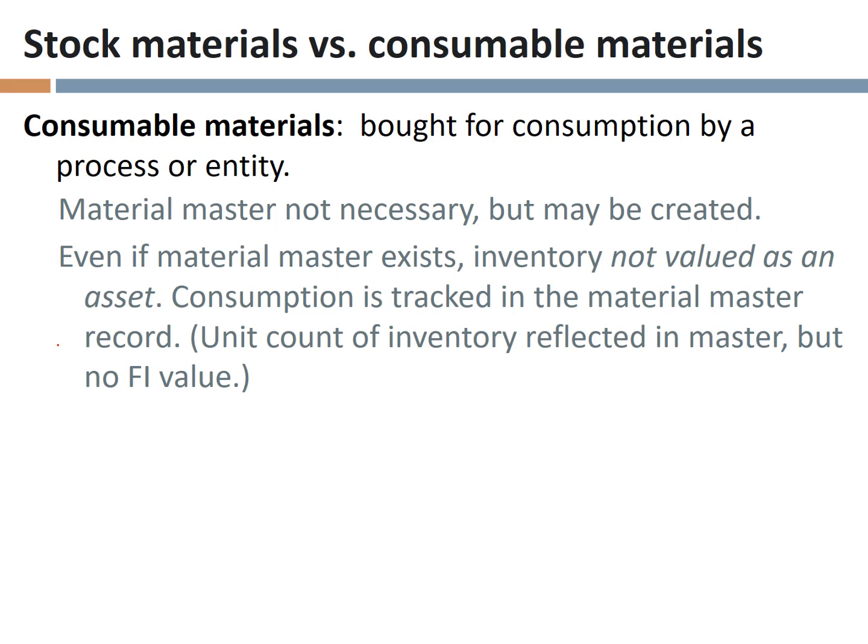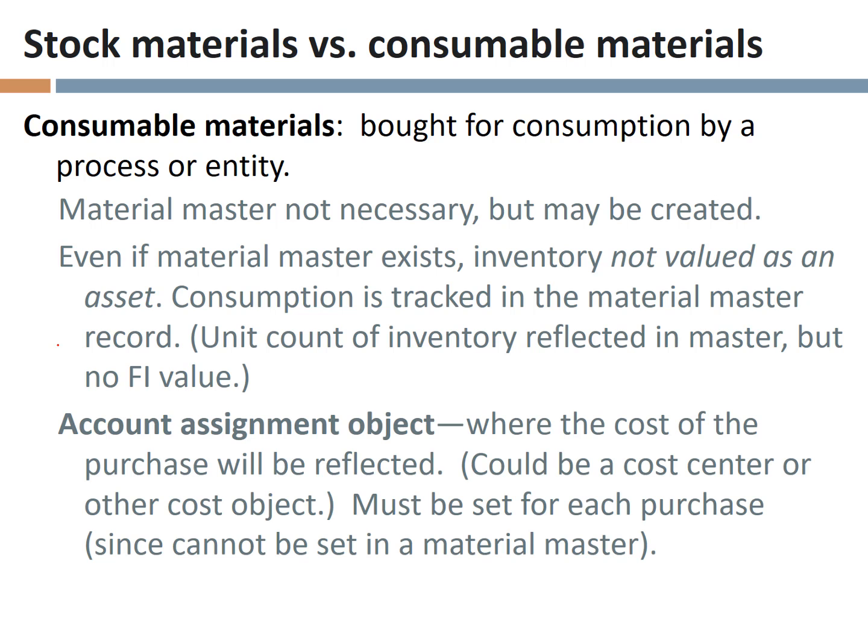If we buy an asset, normally we're increasing the value of an asset. So what happens when we buy a consumable material? We part with cash if it's a cash transaction, but what's the offsetting accounting entry here? Well, the other aspect of this is these are going to be associated with an account assignment object. So the other half of our double entry accounting transaction here is the cost of the purchase is going to be assigned to an account assignment object, which could be a cost center.